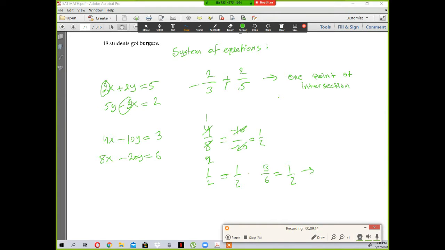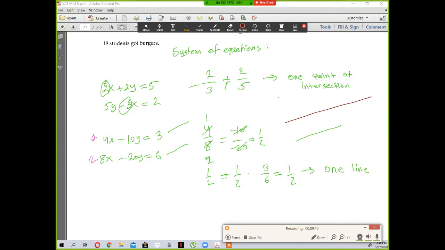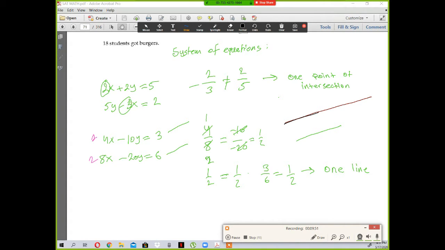That means these are one line. By that I mean this is a line and this is also a line, but these are on top of one another. Okay, let's say this is line 1 and this is line 2. So these are one line.